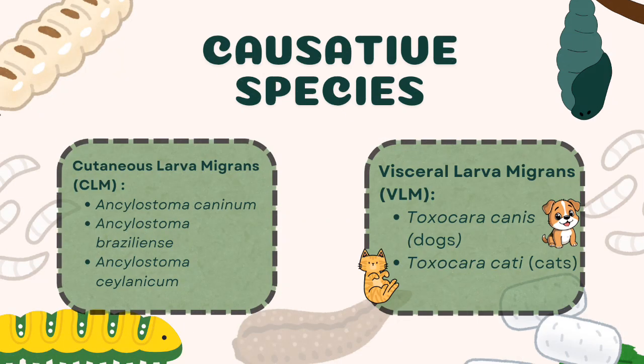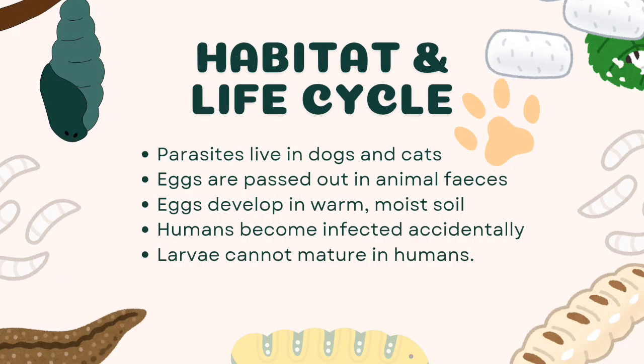Let's start with where these parasites come from. Cutaneous larva migrans is caused by hookworms that normally live in dogs and cats. Visceral larva migrans, on the other hand, is caused by parasites called toxocara, which also come from dogs and cats. These parasites usually live in the intestines of dogs and cats. Their eggs are passed out in animal feces and can survive in warm, moist soil. Humans get infected accidentally when they come into contact with contaminated environments.